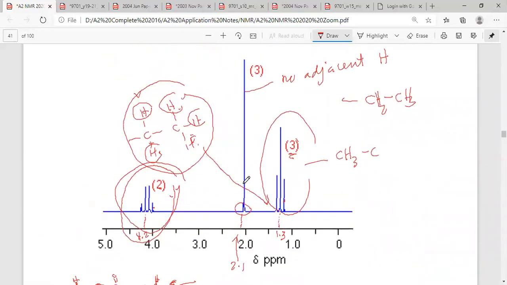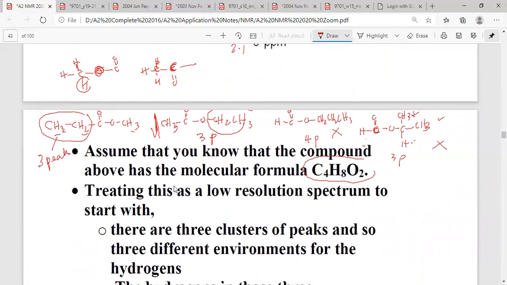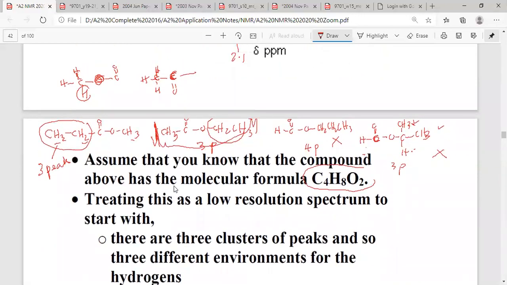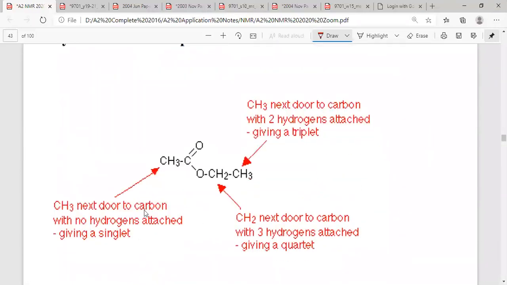So it should be this one, CH3 to C double bond O. Which means it should be this answer. Let's see. Correct. Understand? So you must see each of these: you must see the splitting, you must see the position, you must see the value. So this is the answer.